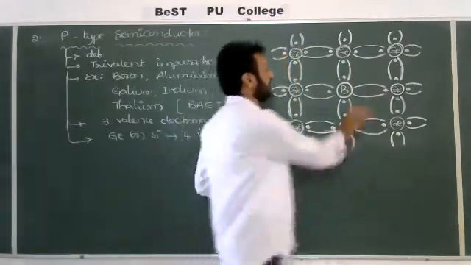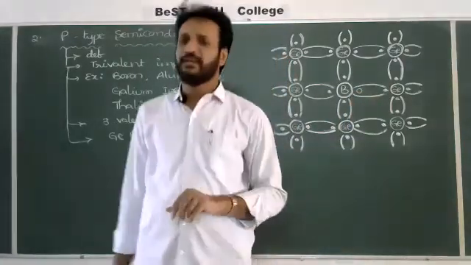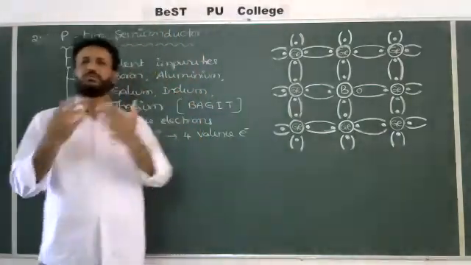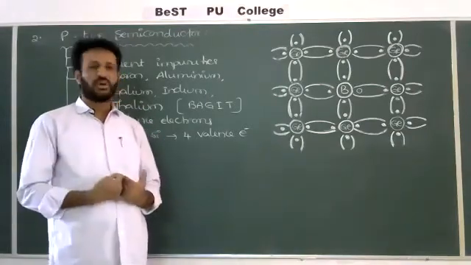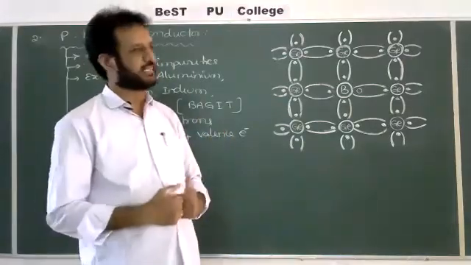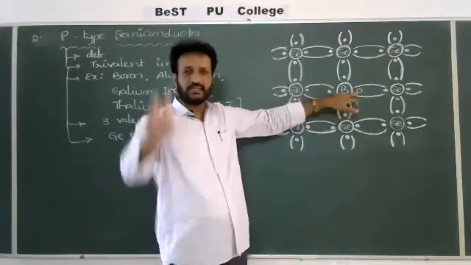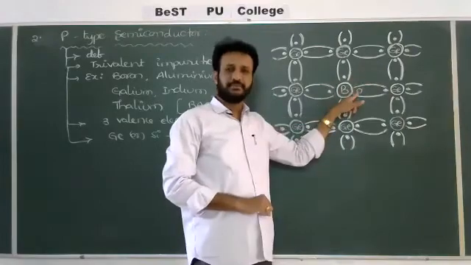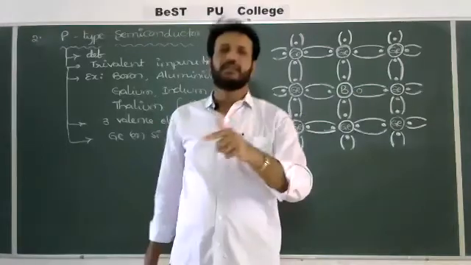For every boron atom, or any trivalent atom we dope, what will happen? One excess hole will be created. If you add 2 boron atoms, then 2 holes. 10 atoms, 10 holes. So as the number of atoms doped increases, the number of holes also increases. It is called a hole because this vacancy always tries to accept 1 electron from the neighboring bond to complete the covalent bond.